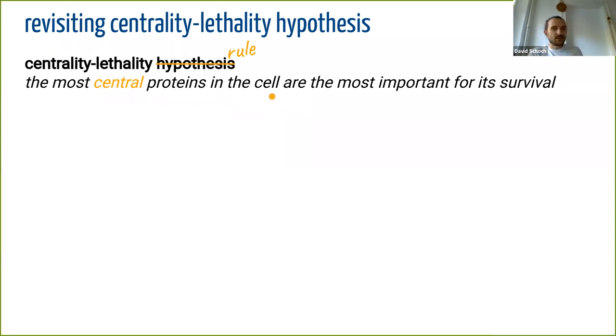If we go back to this centrality lethality stuff, over time this hypothesis was actually changed to a rule. At one point it was just accepted, at least in this area of research about centrality and protein interaction networks, that central proteins are the most important for survival, and it became a kind of data task: who can come up with the index that has the highest accuracy in predicting lethal proteins.